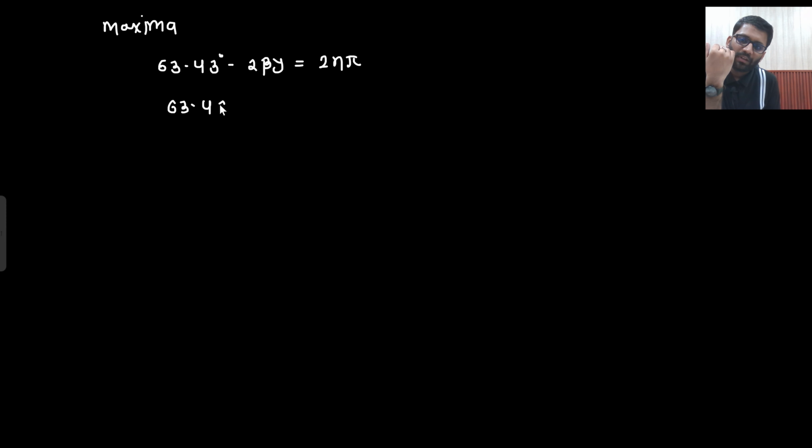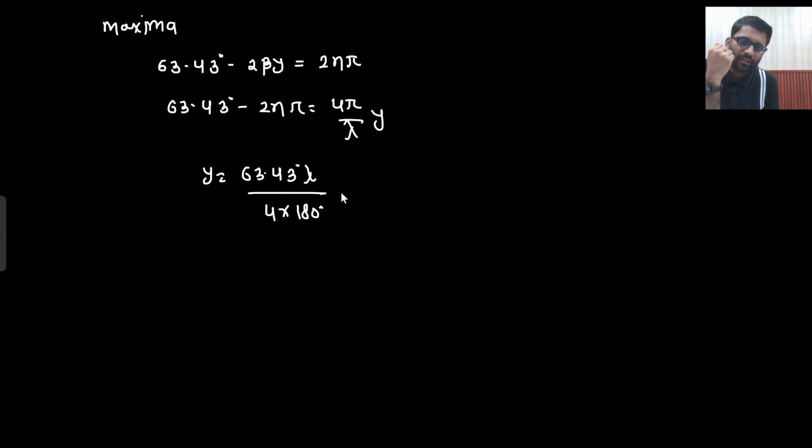So 63.43 minus 2n pi is equal to 4 pi by lambda into y. Does n equals 0 work? Yes. If I put n equals 0, then this angle will be positive only, so n equals 0 is working. So y is equal to 63.43 into lambda divided by 4 pi, which is 180. All these we have already studied, that's why we are doing it fast. So 0.088 lambda, this is what we are getting. So this is your first location of maxima.